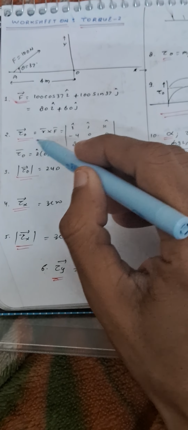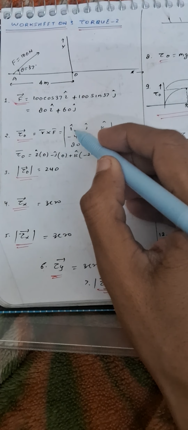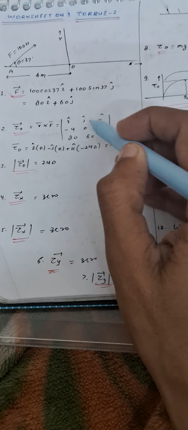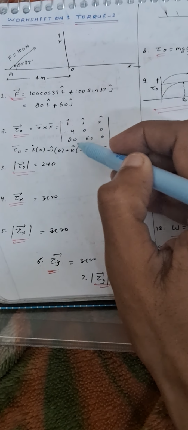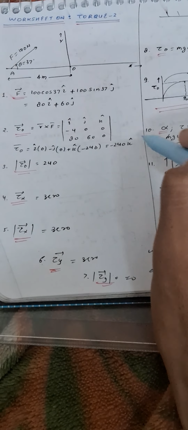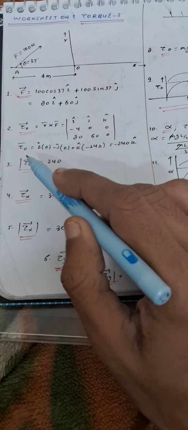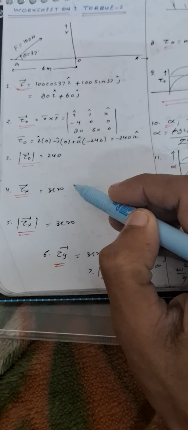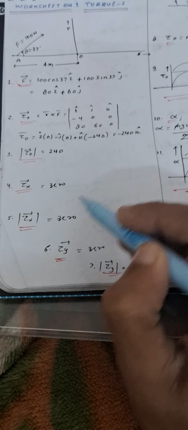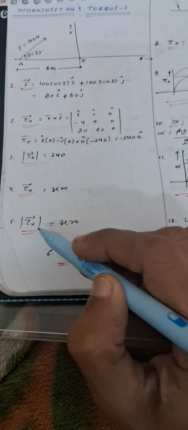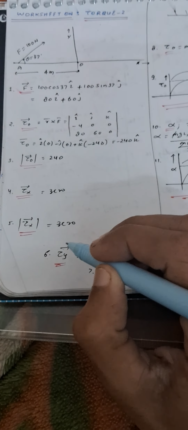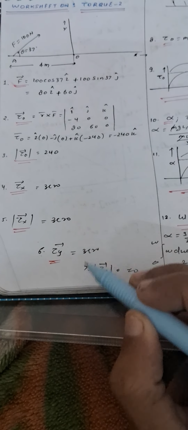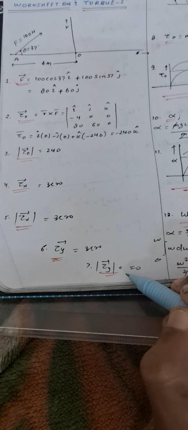Next question is torque about origin, it is r cross f. Vector r is minus 4 i cap over here, so r is (minus 4, 0, 0) as j and k components are 0, and F is (80, 60, 0). After solving this we get minus 240 i cap. Next question is magnitude of torque, so it is 240. Next is torque about x-axis, it is 0 as there is no i component in this. Similarly, magnitude of torque about x-axis is also 0. Similarly, torque about y-axis is also 0 because there is no j component over here, and the magnitude of torque about y-axis is also 0.